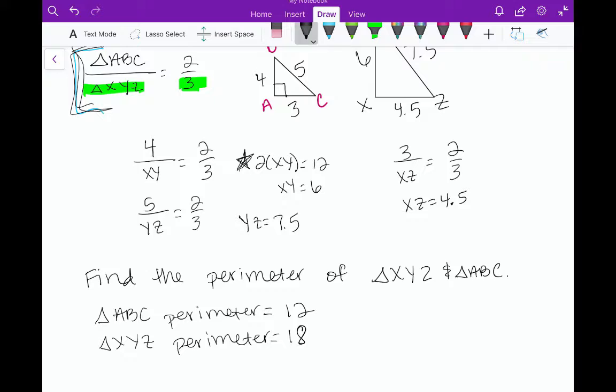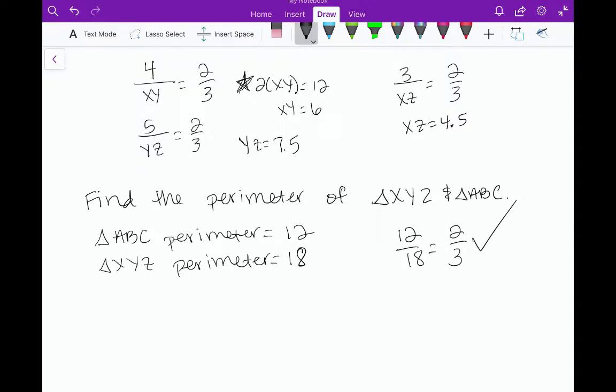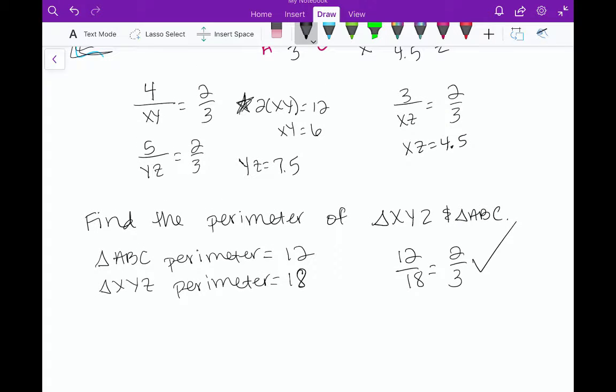Remember, we're going to write it as triangle ABC over triangle XYZ. So that's 12 over 18. And if I divide both of those by 6, I do indeed get 2 over 3. So the ratio of the perimeters will be the same as the ratio of the side lengths in similar figures.